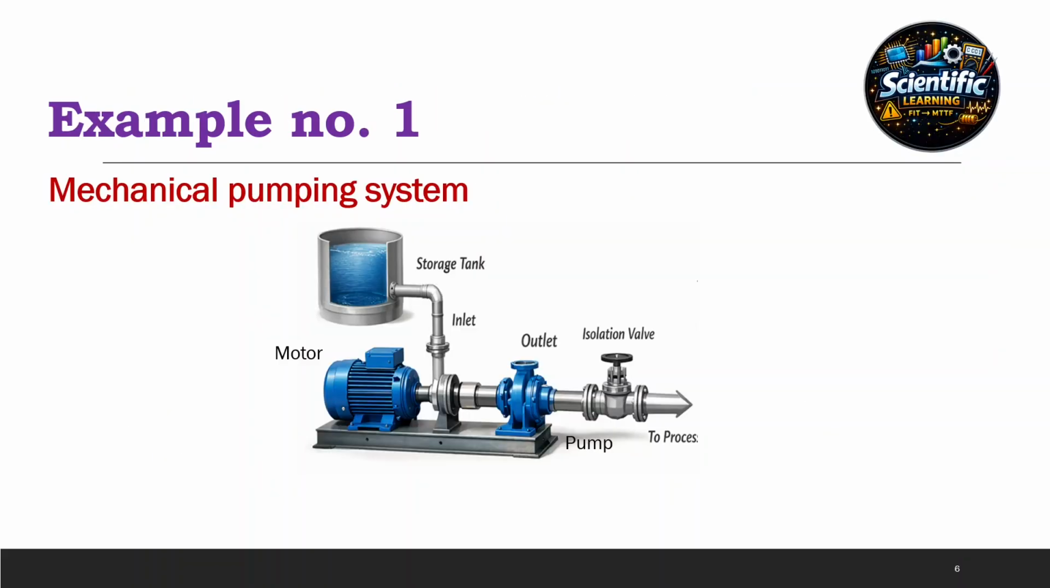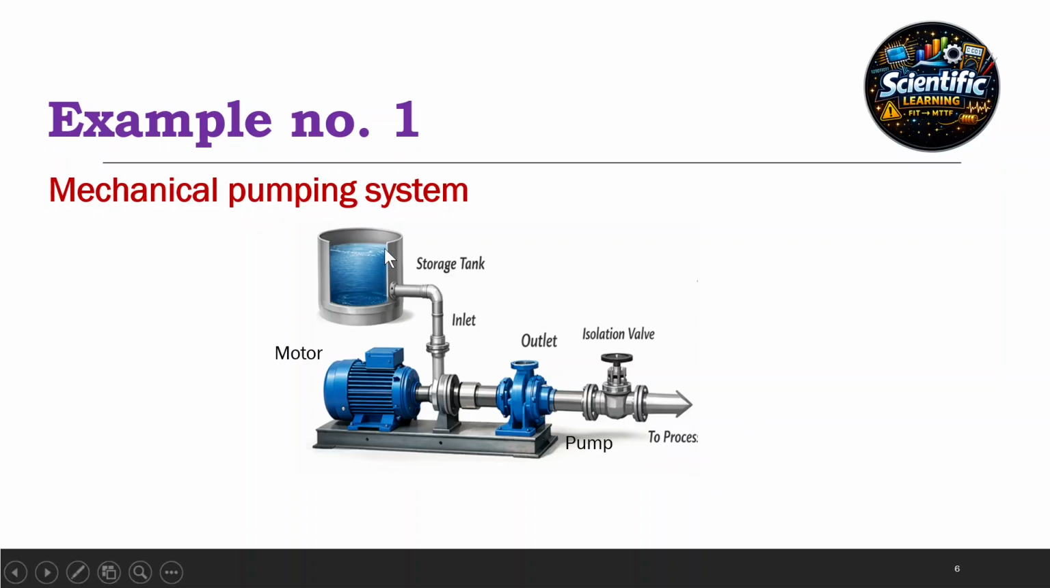I believe learning becomes real and interesting through examples. So let us understand how to construct RBDs for real world systems with some examples. In this slide, we will see the mechanical pumping system and how to construct its RBD. The function of this system basically is to extract water from the storage tank and supply it to a process. We can see the storage tank here and the process, probably for some cooling or heat exchanger.